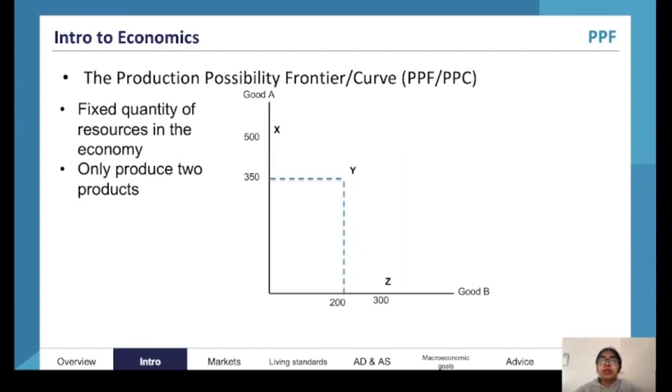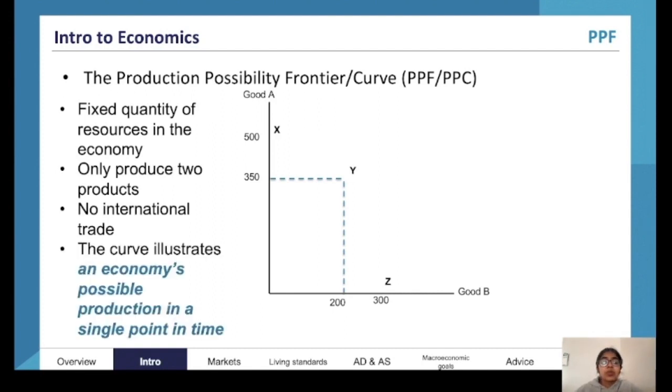This economy only produces two goods and services, or two products. Again, it's a hypothetical situation. So we've got good A and good B, and only two things are produced. There's no international trade, so this economy is not trading with anyone. It's just their own goods and services within their own little economy with their fixed resources, and they're only producing two things. So what the curve tells us is an economy's possible production at a single point of time. So it tells us about the productive capacity of the economy.